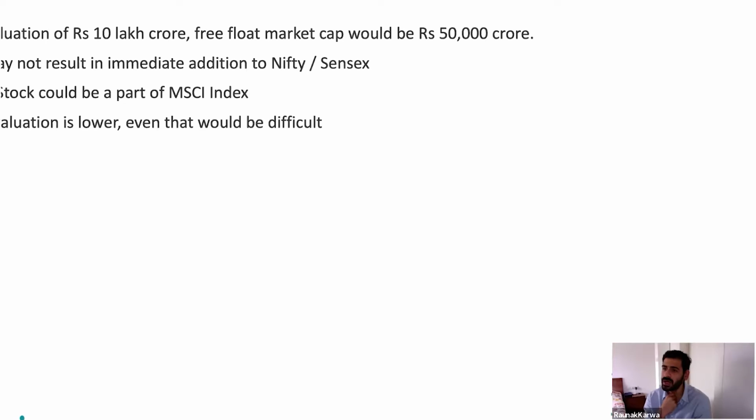So just to add to that, the rule is the 10% dilution in the first 2 years, 25% dilution by the first 5 years.